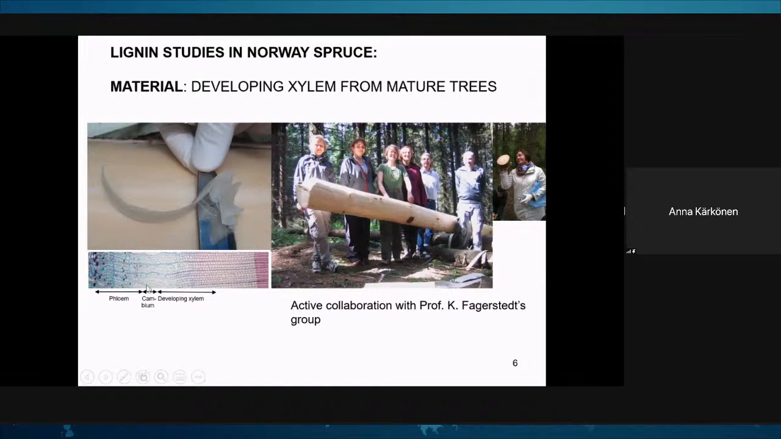And basically here is the cambium. Basically, I think the bark is detached from here. So the developing xylem is on top of the tree now, and we can use knives, and it's like slicing a cheese. We can easily remove the developing xylem and freeze it in liquid nitrogen and store it in a minus 80 freezer. So every summer we do this.